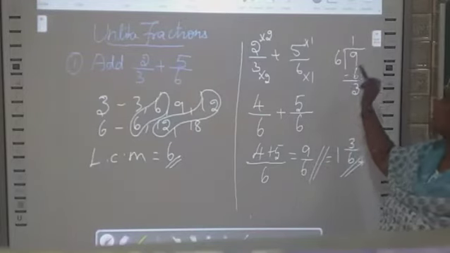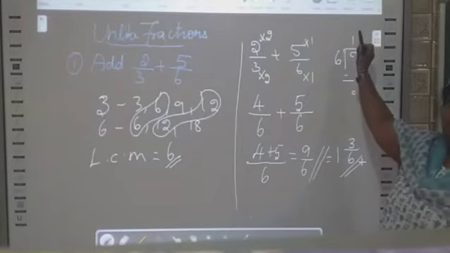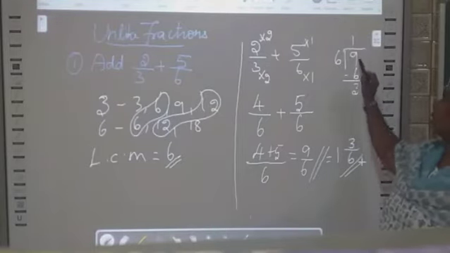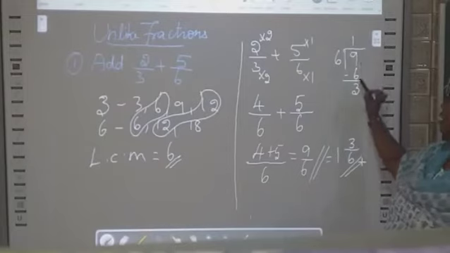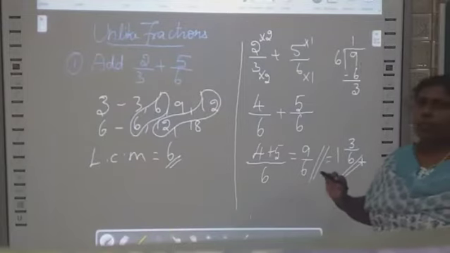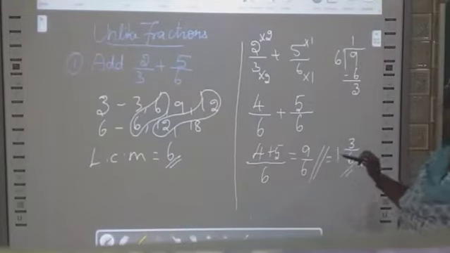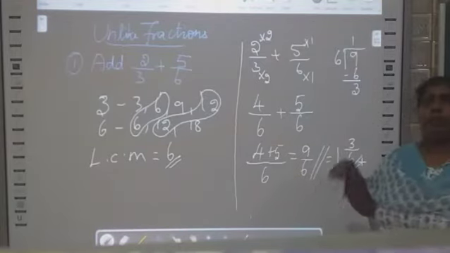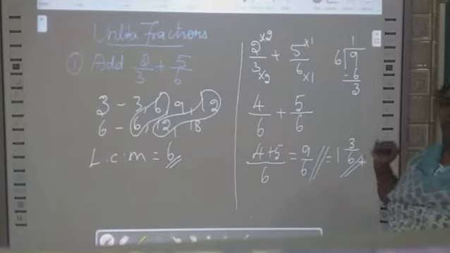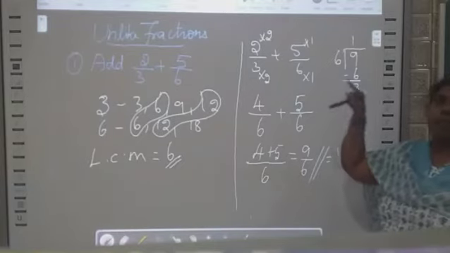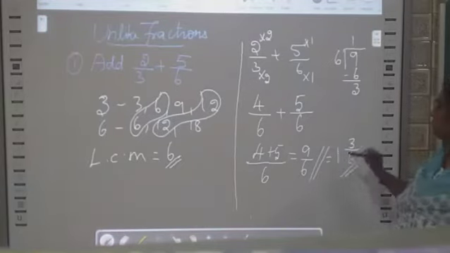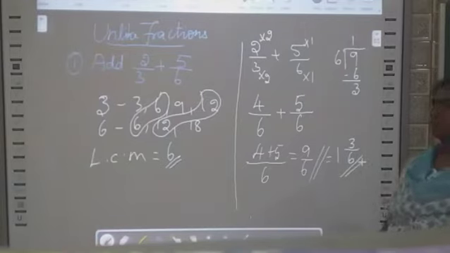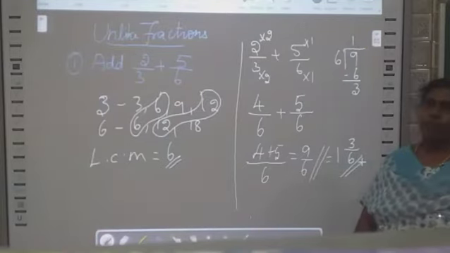9 divided by 6. 6 how many times? Only 1 time. 1 times 6 is 6. 9 minus 6 is how much? 3, isn't it? So now how can we write the mixed fraction? First we have to write the quotient value. Next in the numerator, the remainder value will come. Then the denominator, the divisor will come. Right? So 1, 3 by 6. Do you understand now? Yes.